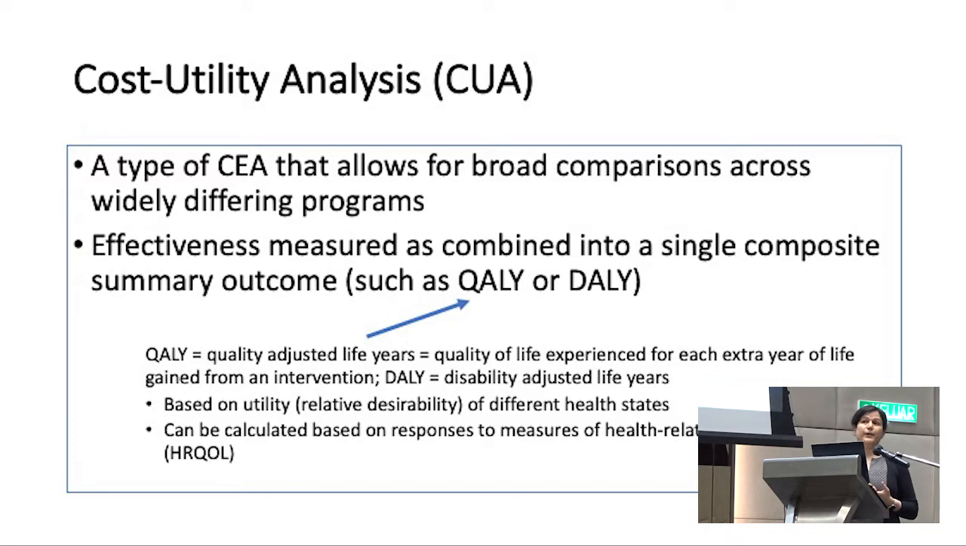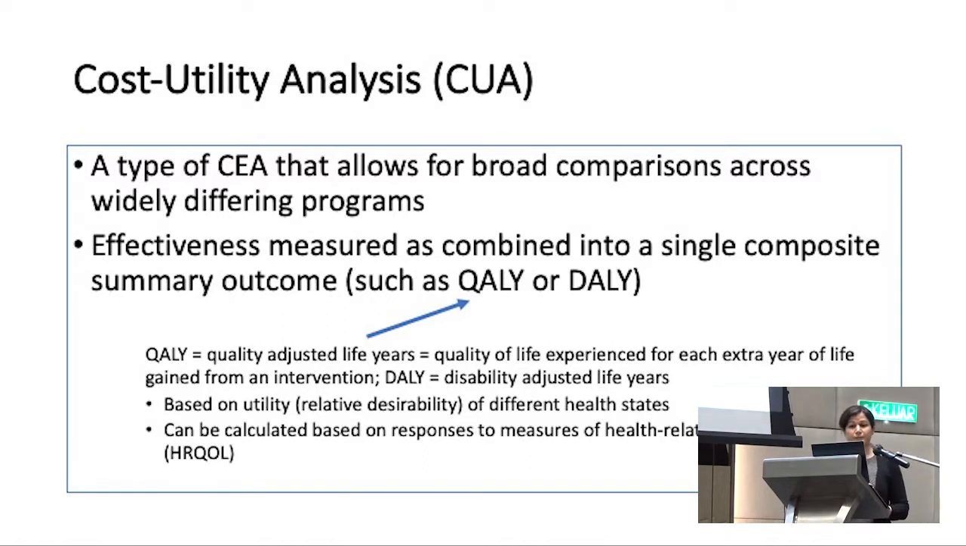So if I am adding a year to someone's life, but that year is spent in a lot of pain or anguish, then that intervention is going to be valued differently than an intervention that creates another year of life in perfect health. The flip of that is disability adjusted life years, which in some cases might be used. We can get into this more if folks are interested, but essentially these are different methods to measure this utility, and they're commonly used survey measures that can be assessed and used in a cost effectiveness analysis, assessing health-related quality of life.